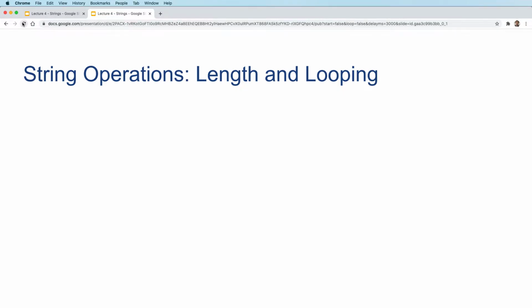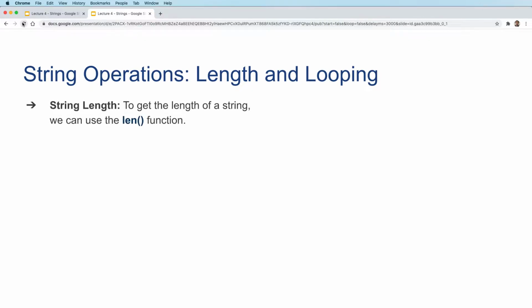So in this video, we're going to talk about the string length and how we can loop through a string. So here, string length first. To get the length of a string, we could use the len function. And then here is an example. So we have a string A that is set to hello Bob. And then we can use the len function and pass in the string variable or a string itself and then get the length returned.